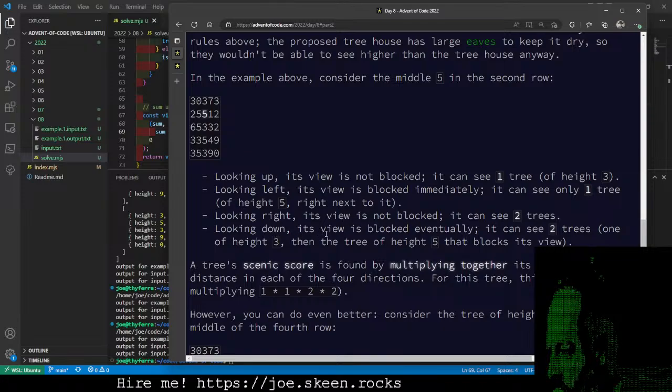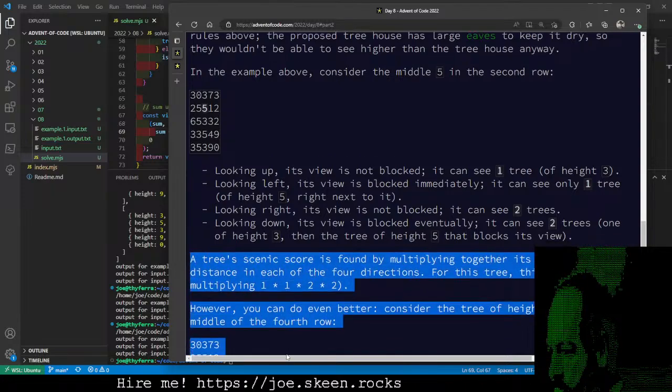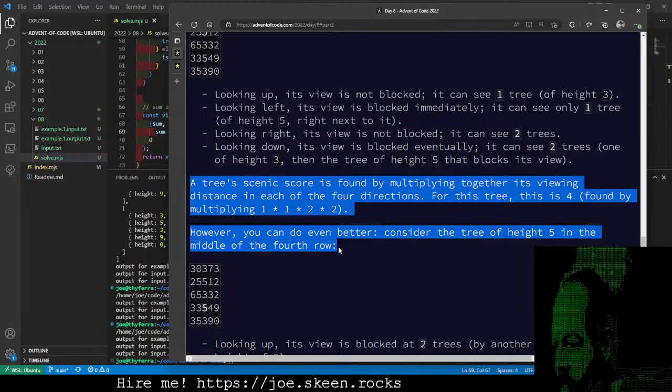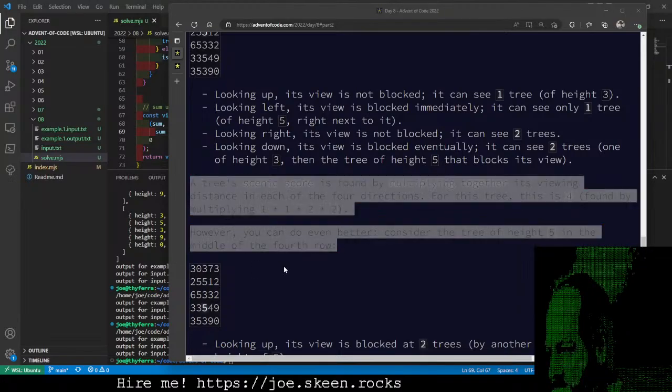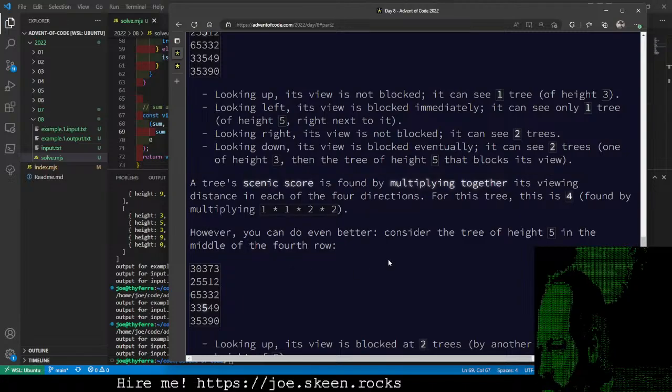Looking down, its view is blocked eventually. It can see 2 trees, one of height 3, then the tree of height 5 that blocks its view. A tree's scenic score is found by multiplying together its viewing distance in each of the 4 directions. For this tree, this is 4, found by multiplying 1 by 1 by 2 by 2.